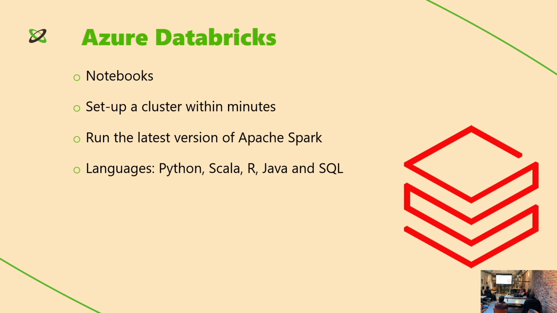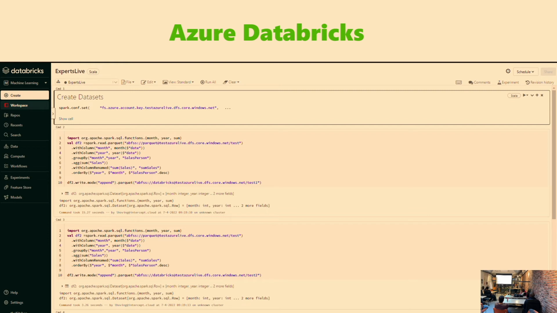Databricks always ensures, and they do this better than Synapse in my opinion, that you can run the latest version of Apache Spark. So if you want to be the kid that has the fanciest tools, probably use Databricks. The languages that you can use here are Python, Scala, R, Java, and SQL. It's good to note the R and Java ones because this is not the same as you have it with Synapse Analytics.